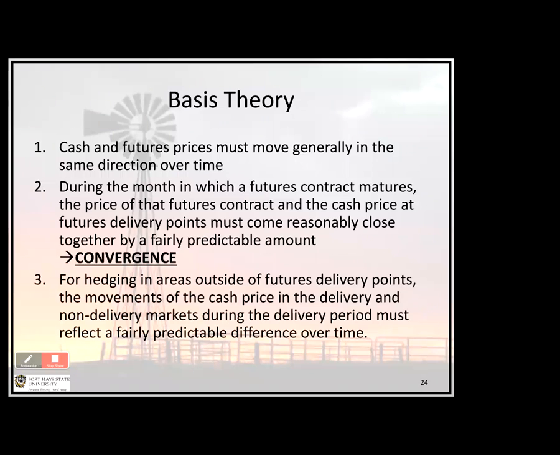We would expect the cash price in Kansas City, which is a futures delivery point for the Kansas City wheat contract, we'd expect the cash price at a local elevator there to be reasonably close to where the July Kansas City futures contract finishes in July. That's called convergence. Those prices should come together. If they don't, then people should deliver on their contract.